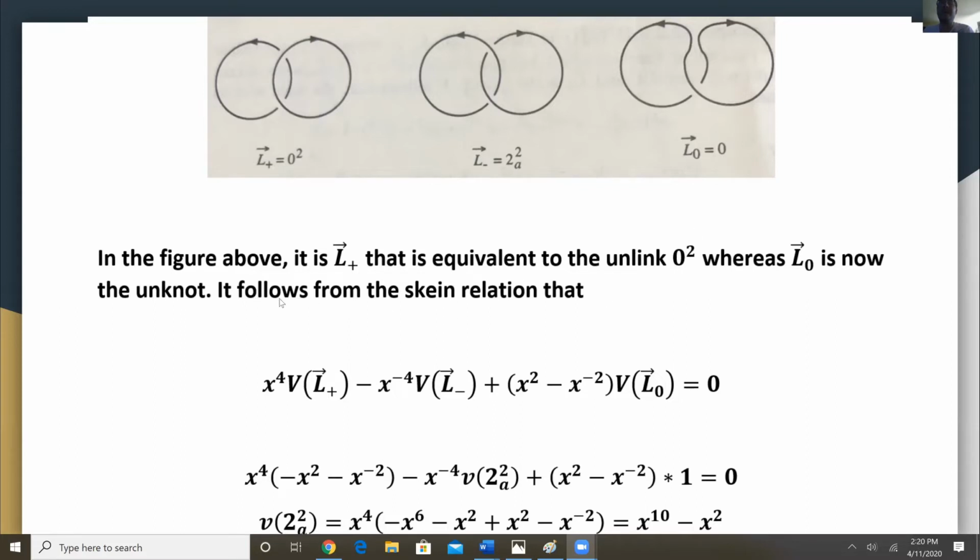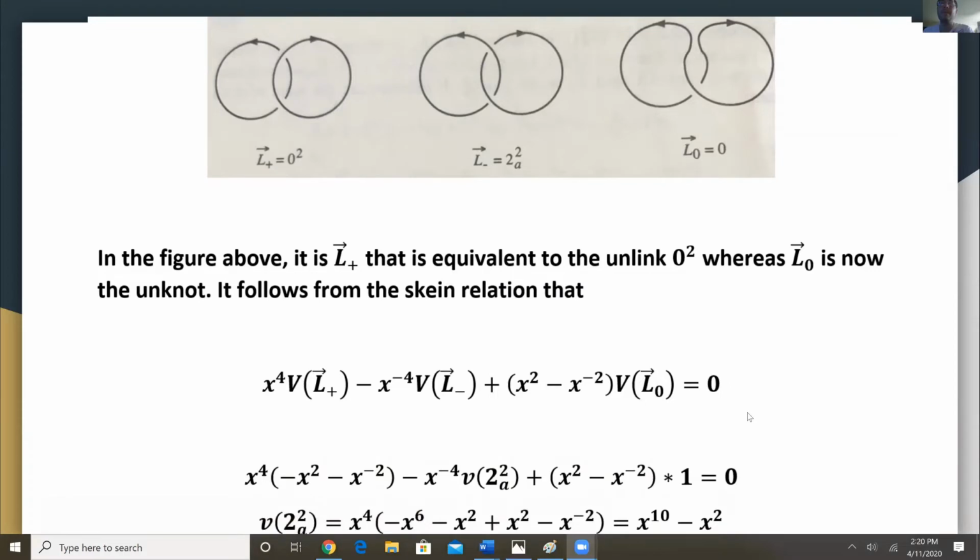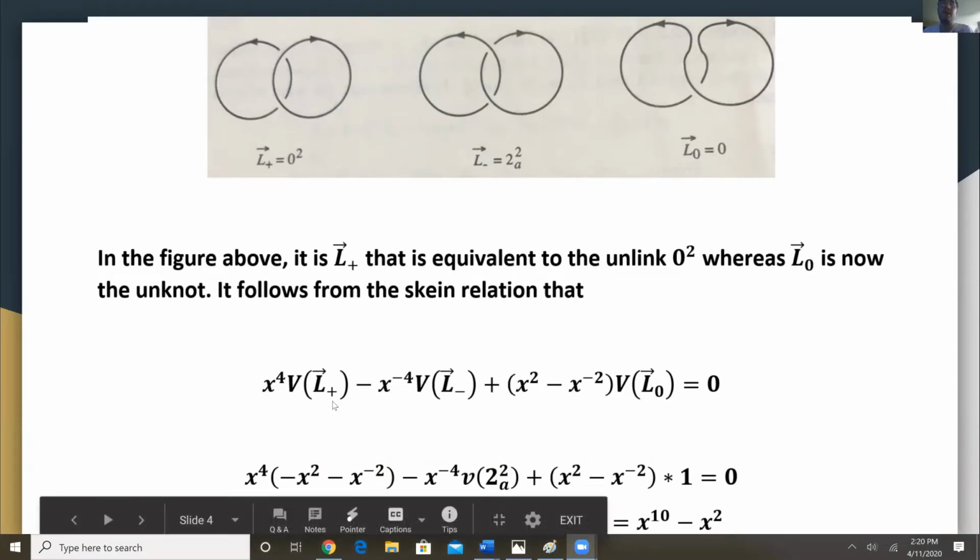All right, now let's follow the Skein relation. This is the formula right here for the Skein relation, as you saw before. It is one of the three criteria for the Jones polynomial. The L plus, or right crossing, we answered in the previous example. So we understand that notation, that formula, to be negative x squared minus x to the negative 2.